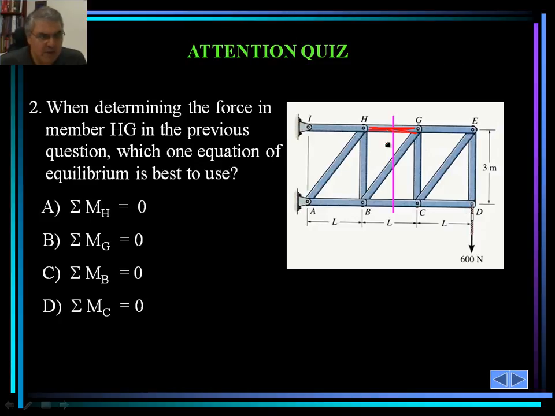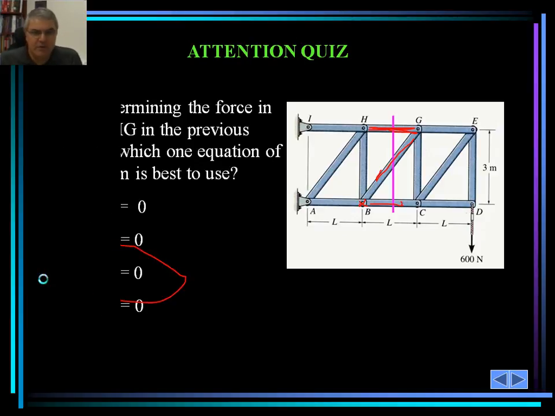Point B seems to be the best because both forces in member GB and member BC are going to go through that. And that's the best way to do it, actually. Take the moment about the point B and set that to 0. So the correct answer is C.